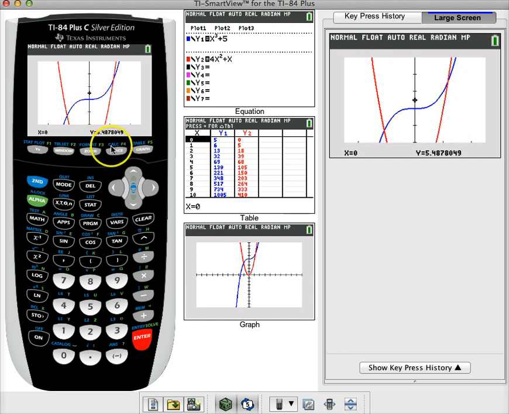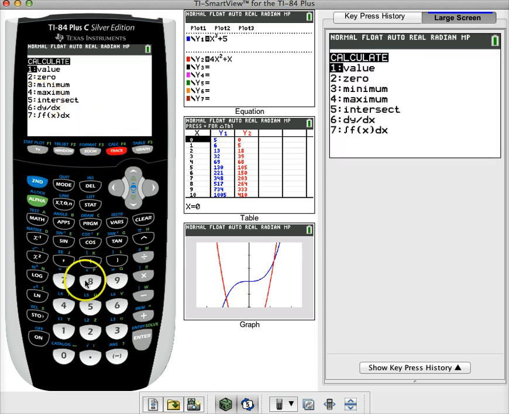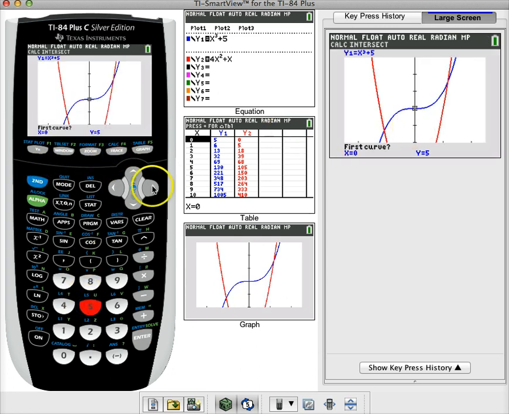We're going to use the calc feature in blue, so we hit second trace and look for the intersect, which is number 5. I hit 5, and I have to go along my first curve and pick a point really close to the intersection point, and then do that on my second curve. Finally the calculator asks me for a guess. My first solution is negative 1.09. That's my x solution; it doesn't matter what y is. The solution is the x value, what x equals. So x equals negative 1.09.